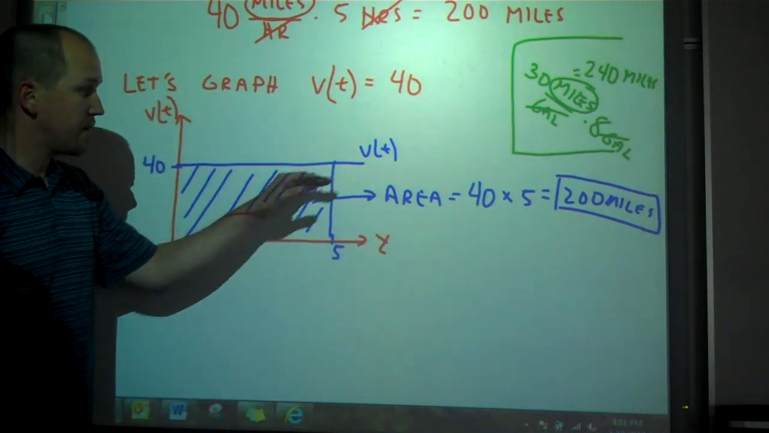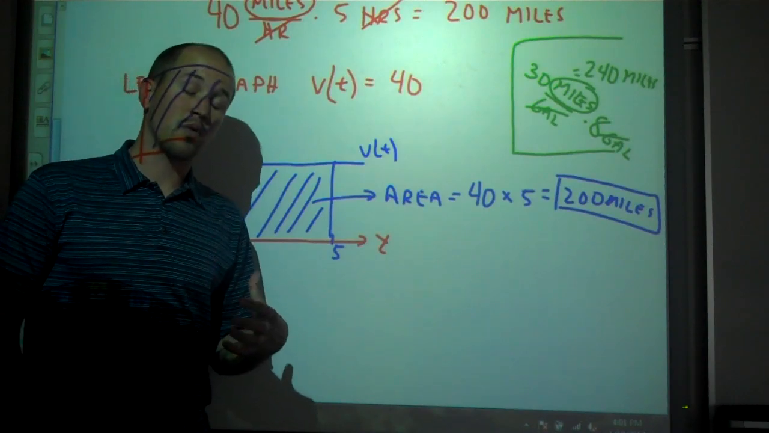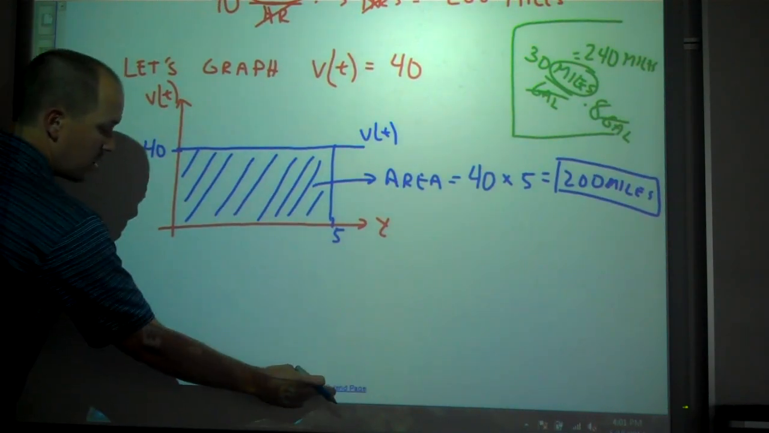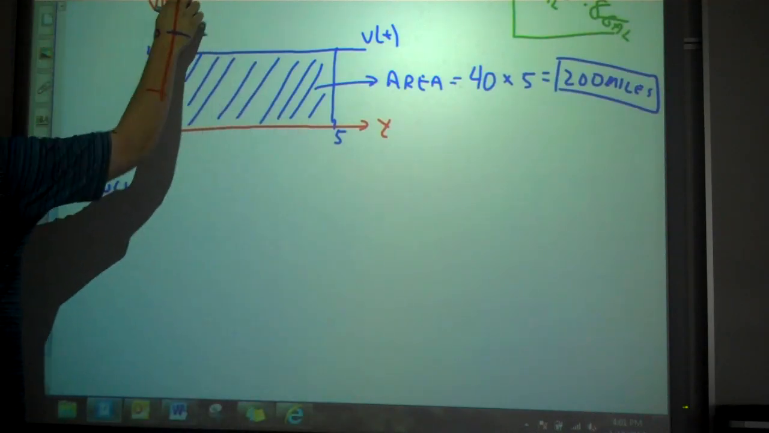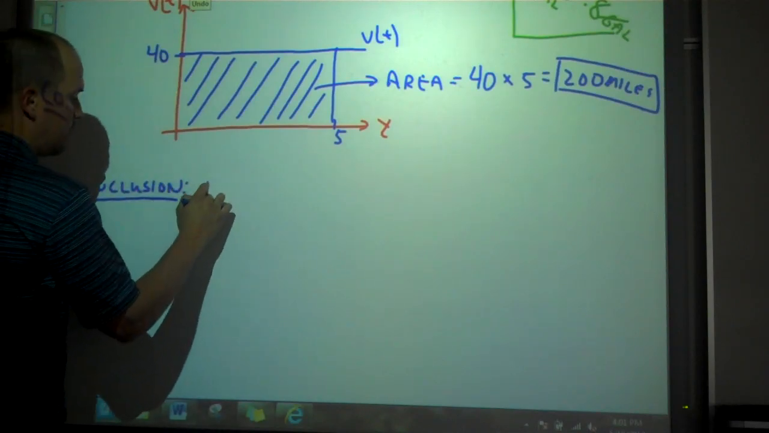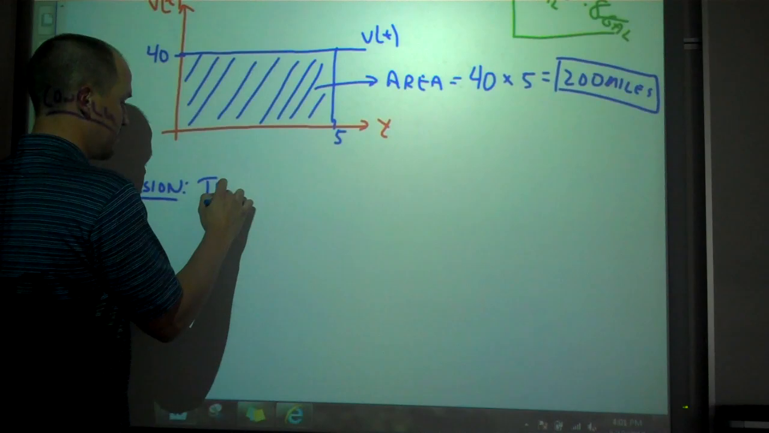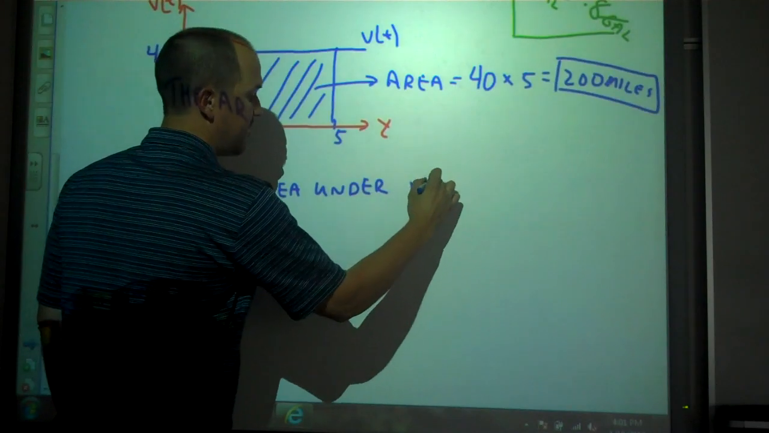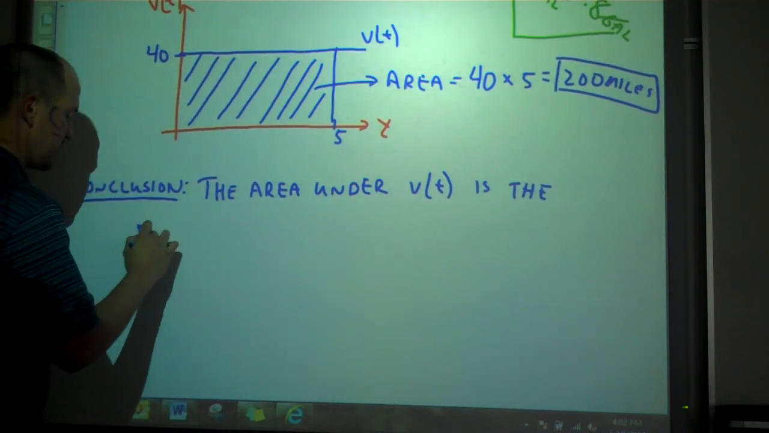And it might be a constant function. In our next few examples, they're not going to be constant functions, but we're going to use the same idea, this area underneath the velocity curve. So let's write that conclusion. The area underneath a velocity graph is the distance traveled. I'm just going to say the area under v of t is the distance traveled.